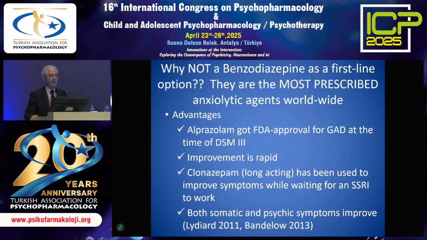And finally, I want to comment on why not a benzodiazepine as a first-line option. They are the most prescribed anxiolytic agents worldwide. As a matter of fact, alprazolam is the number one most prescribed benzodiazepine internationally. And it did get FDA approval at the time of DSM-3. It gives you rapid improvement. Clonazepam, which is much longer acting, also has been used to improve symptoms of GAD while waiting for an SSRI to work. And it does seem to help both somatic and psychic symptoms.